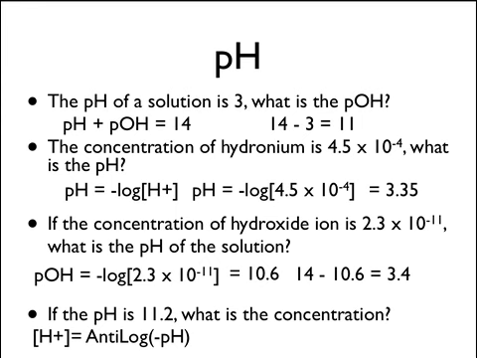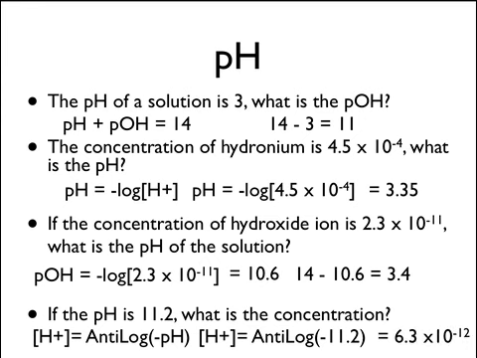So when you type this into your calculator, you type in antilog, which usually is the second button and the log button, and then you type in the negative symbol, 11.2, and you'll get that the concentration is 6.3 times 10 to the negative 12.